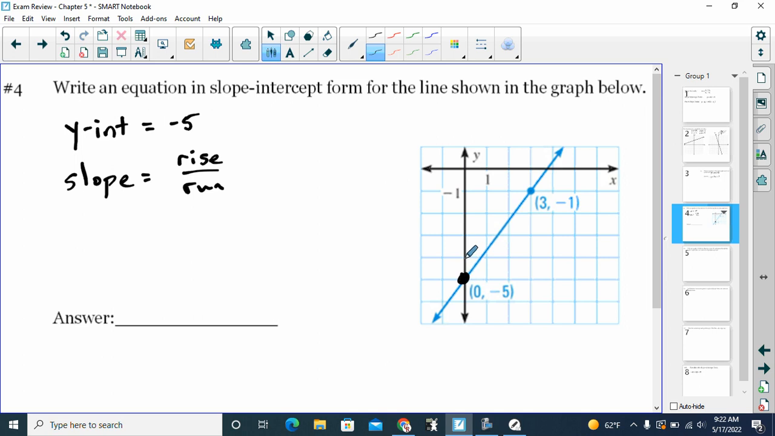So my rise is up 1, 2, 3, 4. I have this point right here is where I'm trying to get to. So my rise is up 4, because it's up, it's positive. And my run is over 1, 2, 3. We are thinking through y equals mx plus b. M is slope. In this case, 4 over 3. X plus b. B is -5. Y equals 4/3 x minus 5.